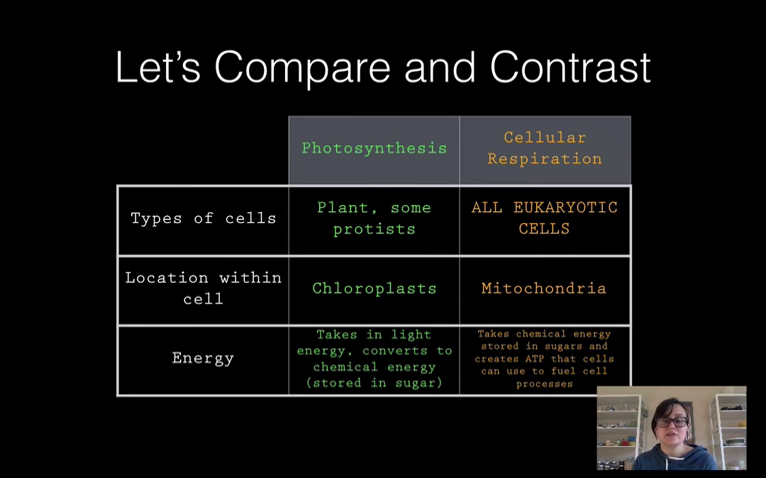If we're talking about energy in photosynthesis, the chloroplast will take in light energy and convert it to chemical energy. Remember that chemical energy is stored in sugar. In cellular respiration, the mitochondria will take the chemical energy stored in sugars and create ATP energy that the cell actually uses. So remember, if cellular respiration is happening in a plant cell, those sugars, that chemical energy, came right from that plant. If it's happening in an animal cell or another protist cell that's a consumer, it had to eat something to get those sugars to create ATP.